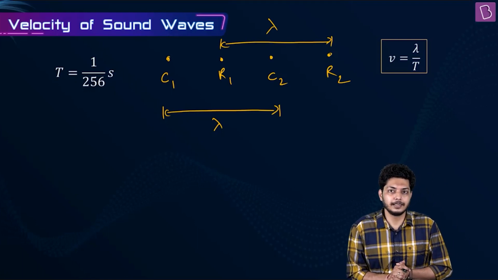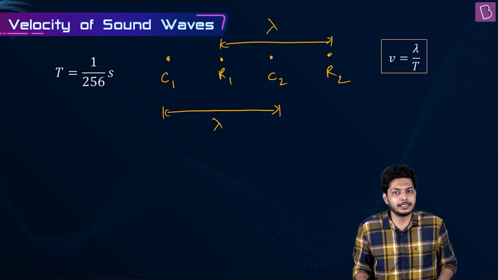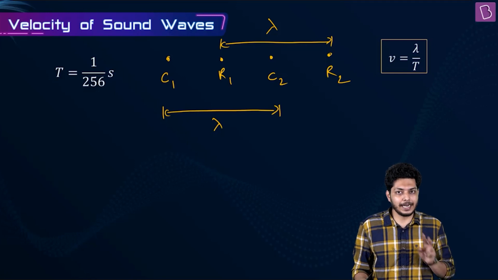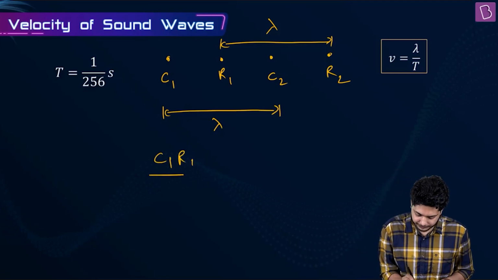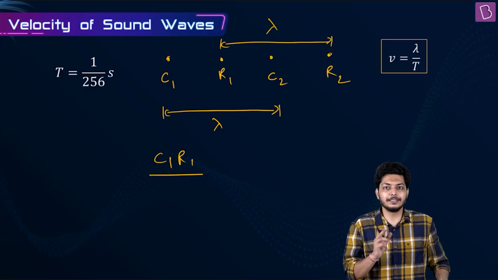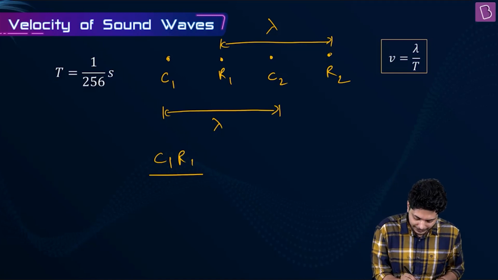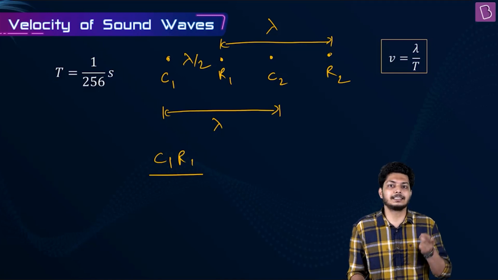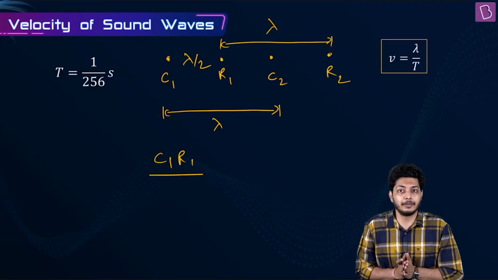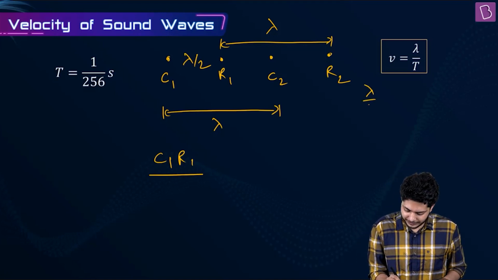The question is saying the distance between adjacent compression and rarefaction is 0.7 meters. That means C1 R1. If C1 C2 is lambda, what should be the length of C1 R1? It will be lambda by 2, right? The distance between adjacent compression and rarefaction will be lambda by 2, and that is what the question is mentioning. Lambda by 2 is equal to 0.7 meters.